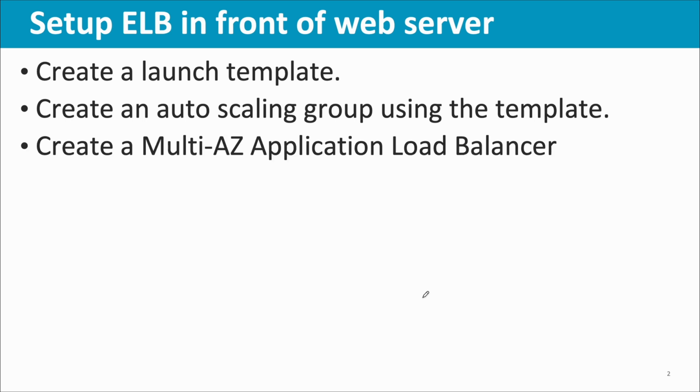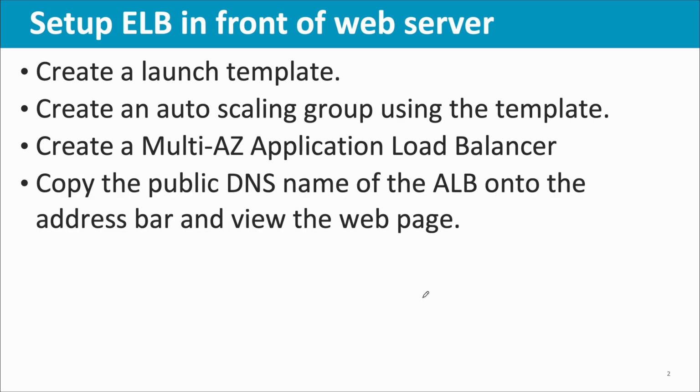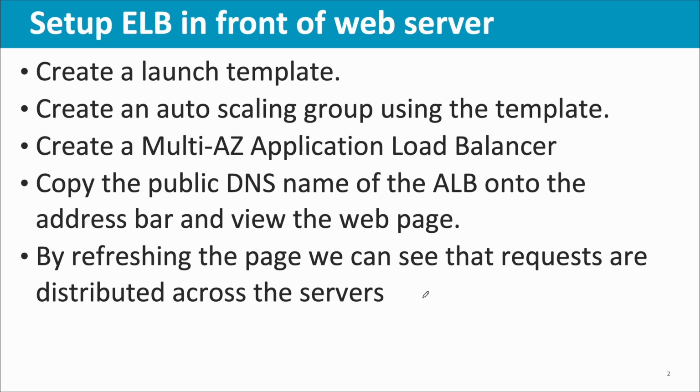Then as part of creating the auto-scaling group, you will create a multi-AZ application load balancer because that is what the exercise is all about. And once the first 3 steps are done, you can copy the public DNS name of the ALB onto the address bar and view the web page. And by refreshing the page, we can see that the requests are distributed across the servers. In the index.html, I have added a line to print out the IP address of that particular server. So you can see that the IP address is changing every time you refresh. Okay, now let's go to the console.